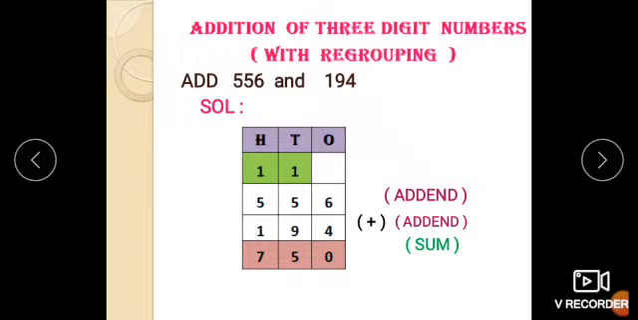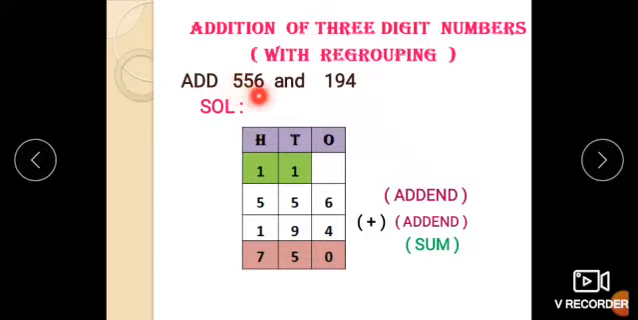Addition of 3-digit numbers with regrouping. When the sum of two digits in a place value column is greater than 9, we regroup. Now let us learn how to add 3-digit numbers with regrouping. Okay, I give an example sum.